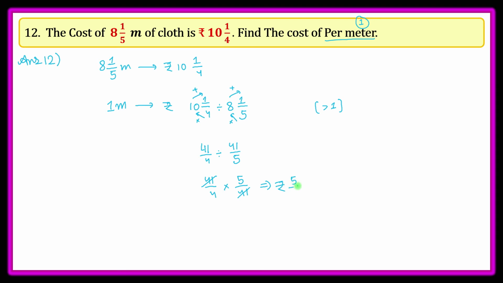Don't forget the unit here. So rupees 5 upon 4 will be the answer, or 1.25 rupees if you want to convert it into decimal. So 1.25 rupees is the answer here. So this is the answer for the 12th question. Now let's solve the 13th question.